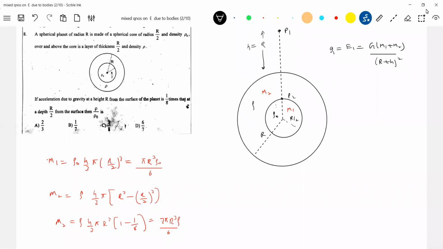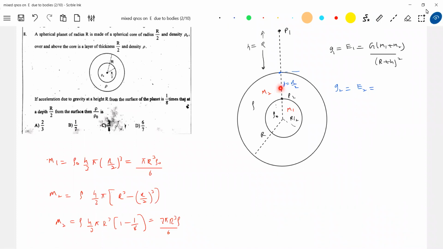Then again it's asking: if the acceleration due to gravity at height R from the surface of the planet is 1 by 8 times that at a depth R by 2 from the surface. Depth R by 2 means the depth will be indicated like this. This is a depth. Now at a depth here, at point P2, it is asked. Tell me, who will contribute to the field strength at point 2? Only the sphere of density rho naught, no?